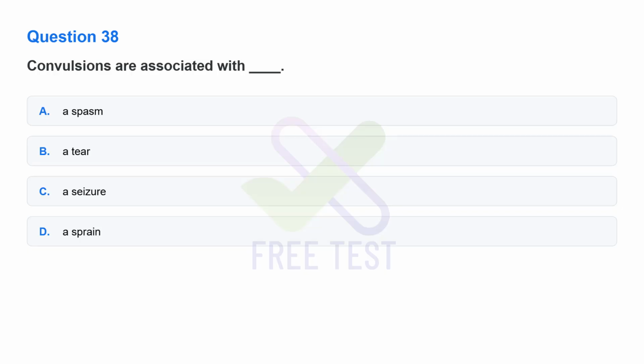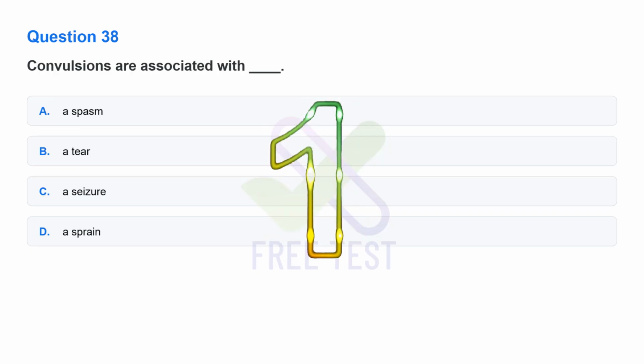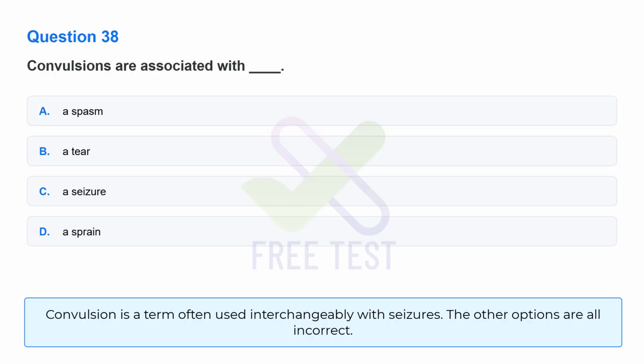Convulsions are associated with A. A spasm. B. A tear. C. A seizure. D. A sprain. The correct answer is C. A seizure. Convulsion is a term often used interchangeably with seizures. The other options are all incorrect.